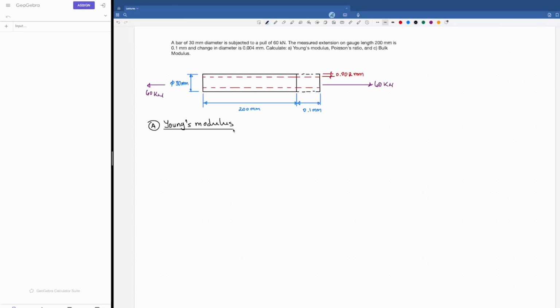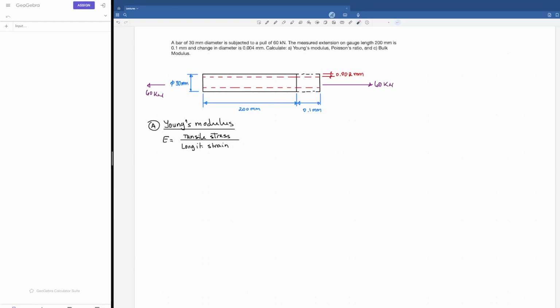And the formula for this one, I'm going to just write it. It's the tensile stress that is applied on the specimen divided by the longitudinal strain. This is what I showed in the slides. So if we want to know how much is the Young modulus of this material according to the actions and responses on it, then we just need to calculate a couple of things: tensile stress and longitudinal strain.